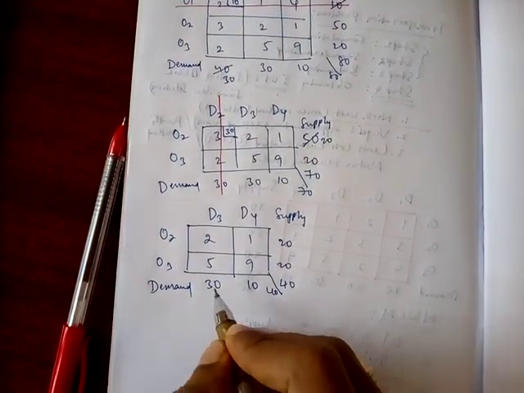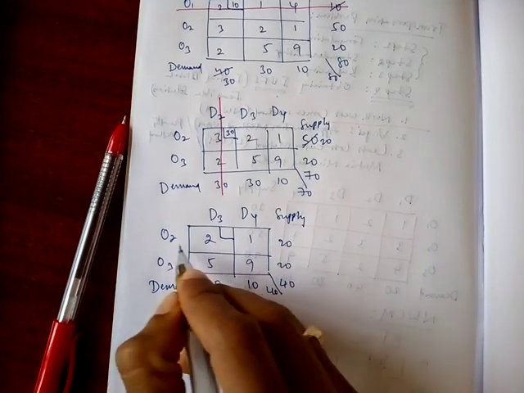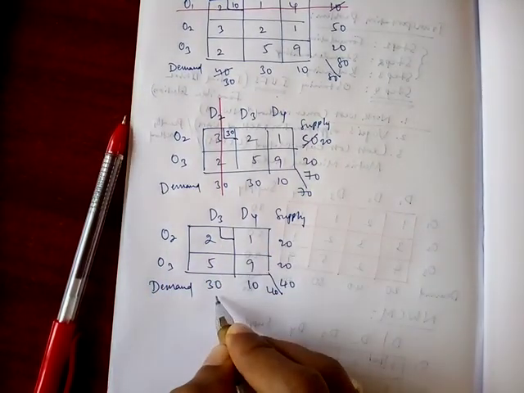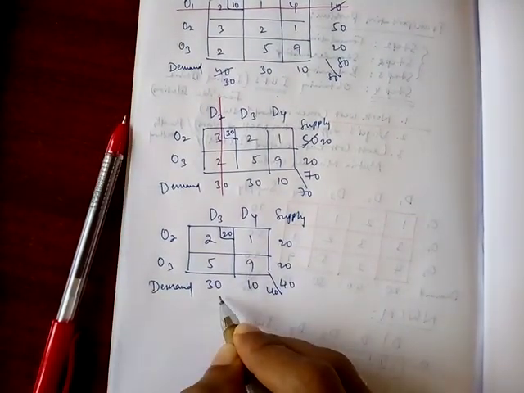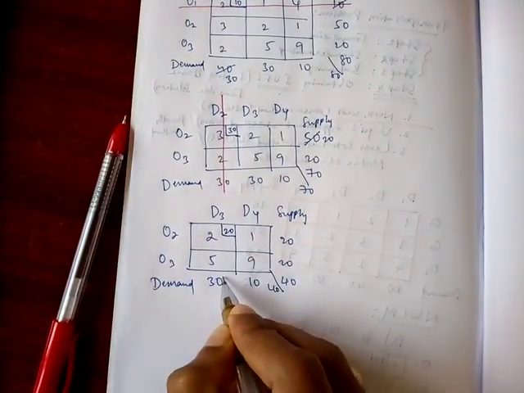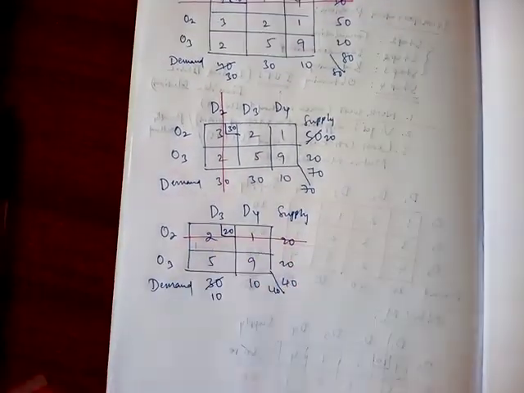And this is the latest table. This is the northwest corner. Here O2 is supplying 20 but it is demanding 30. Of course we can give only 20, though it is demanding 30, we can allocate only 20. So here 10 will remain and here it will be cancelled.